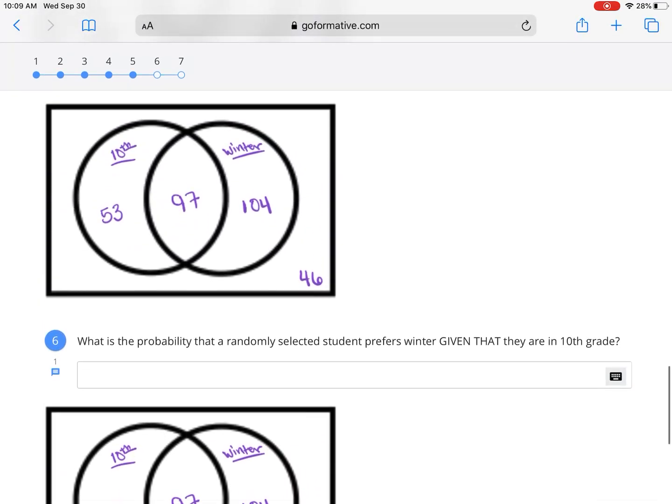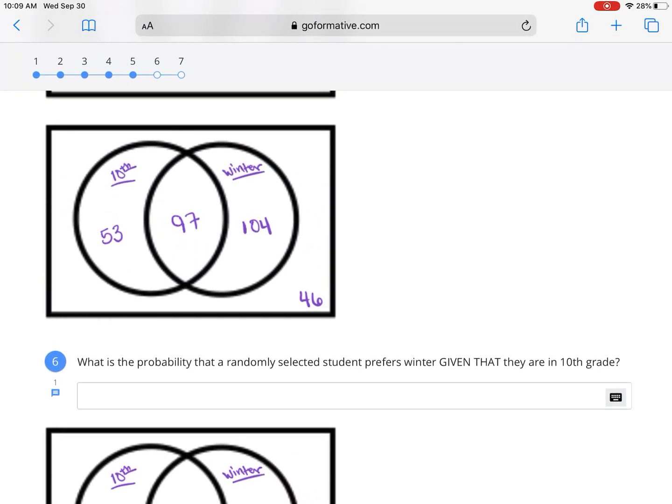Number 6, what's the probability a randomly selected student prefers winter given that they are in the 10th grade? Okay, so with the given problems, what comes after given is your denominator. So given that they're in the 10th grade, how many 10th graders do I have? Because that's going to be in my denominator. I have 150 10th graders, and that's 53 plus 97. The whole 10th grade circle is my denominator of 150.